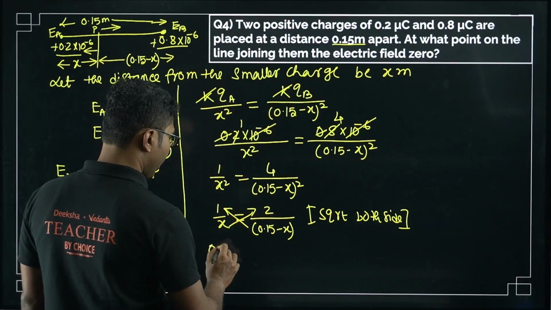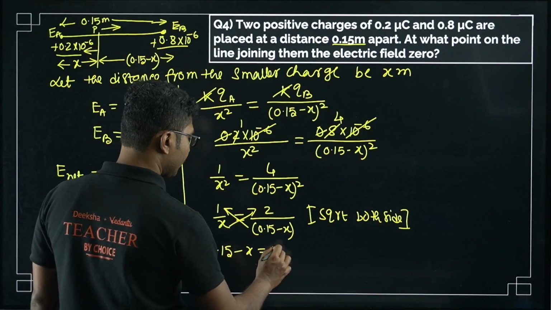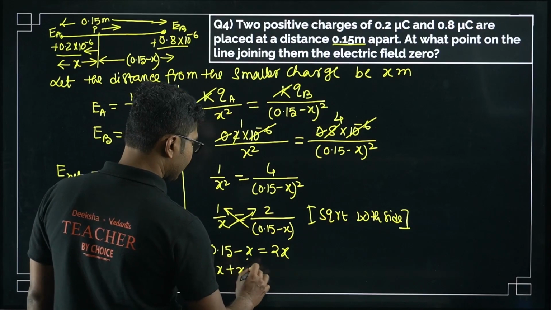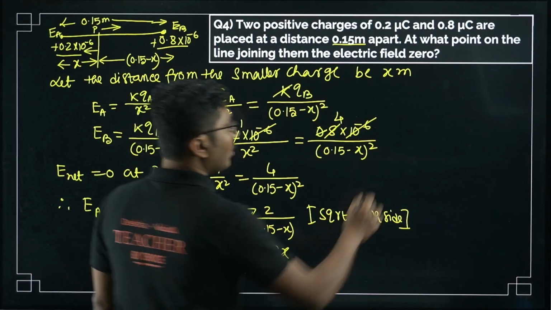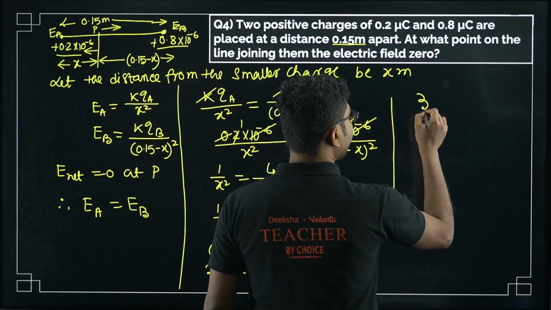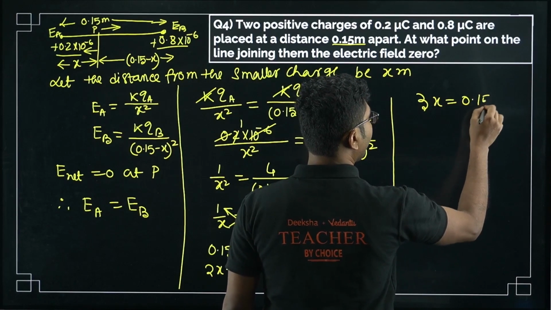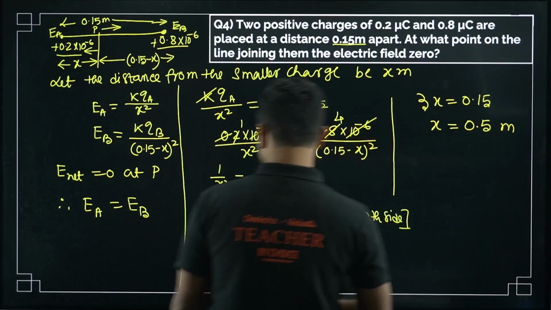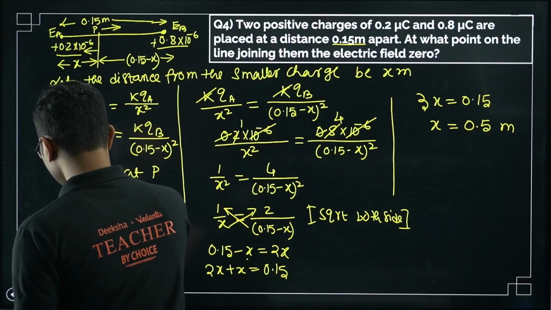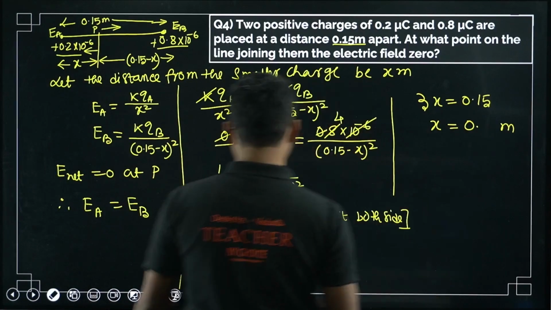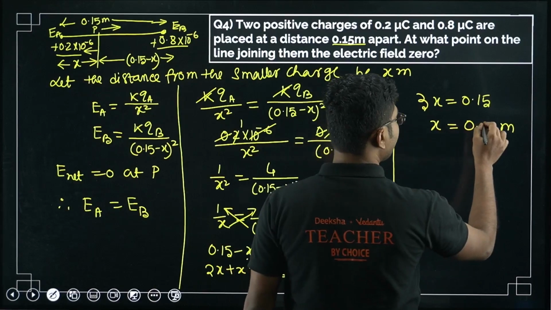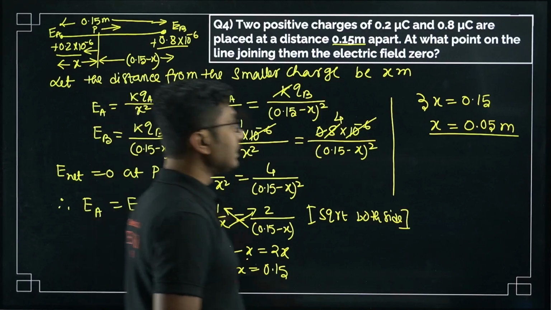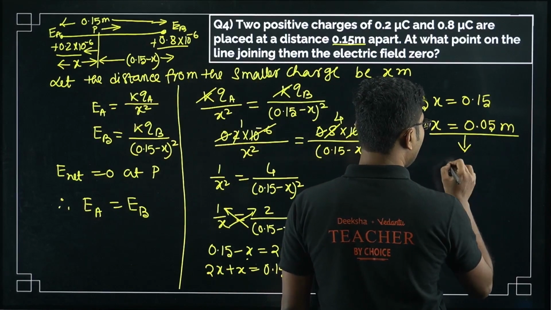So 0.15 minus x equals 2x. Now this will come on the other side. So 2x plus x equals 0.15, or 3x equals 0.15, or x equals 0.05 meter. Don't make this mistake, it is a very common mistake to make. 15 divided by 3 is 0.05 meter. You can use the calculator. So the distance is 0.05 meter from the smaller charge.